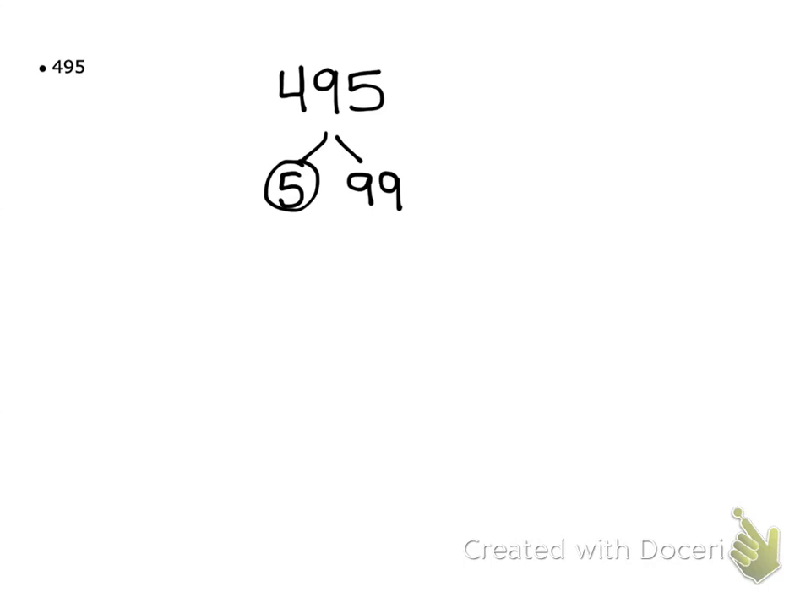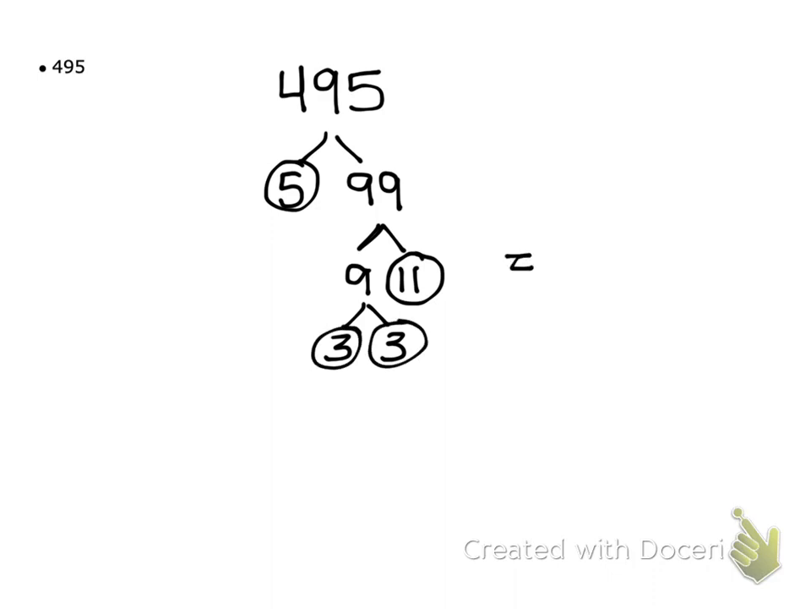No. What is 99 broken down to? 9 and 11. Good. 9 and 11. Either of those prime? Yes. 11 is prime. Circle it. And then 9 can be broken down into what? 3 times 3. So when we write our final answer, we're going to start with the 3 because that's the smallest. We'll have 3 squared times 5 times 11.